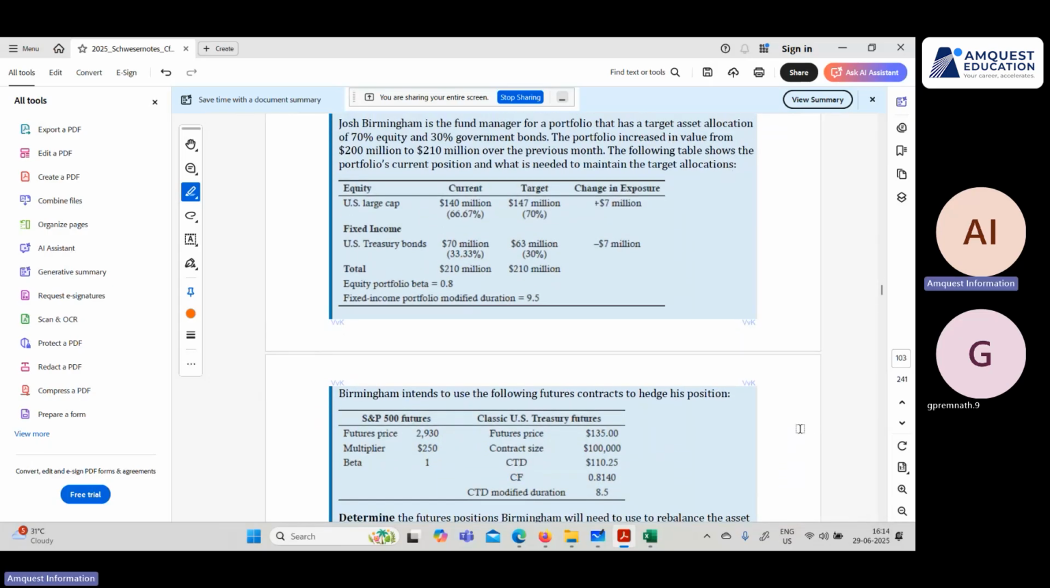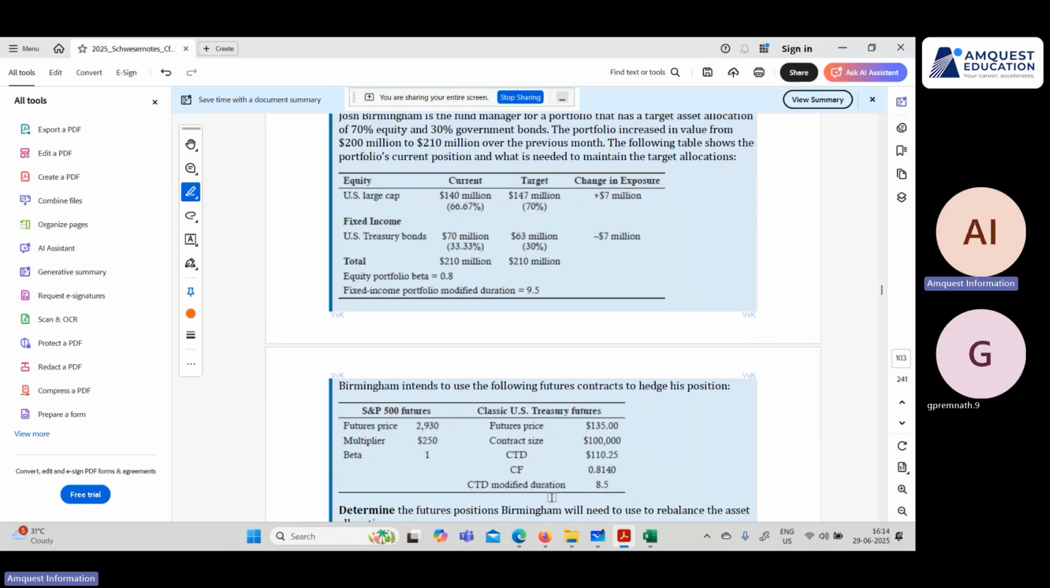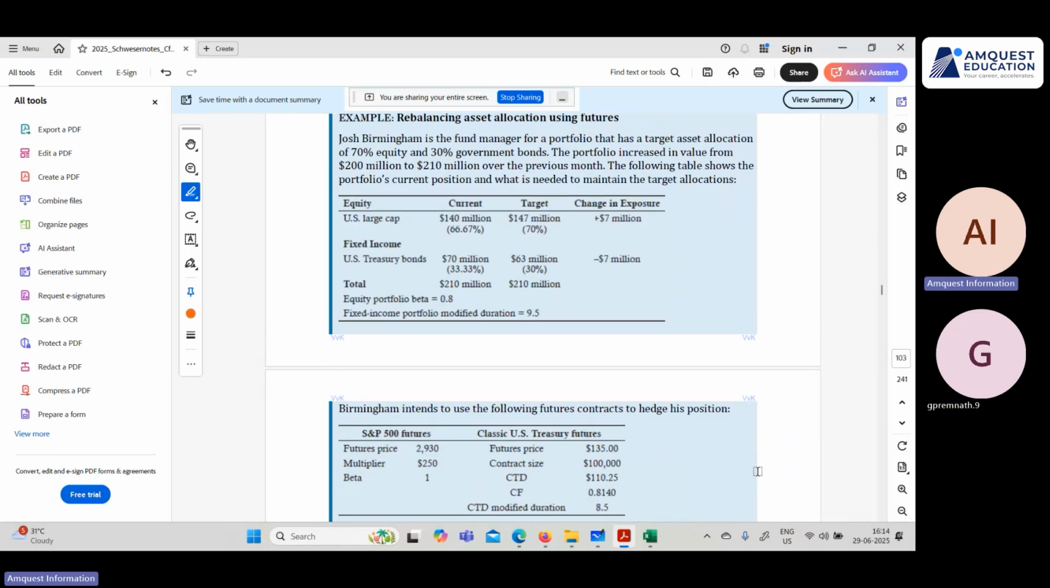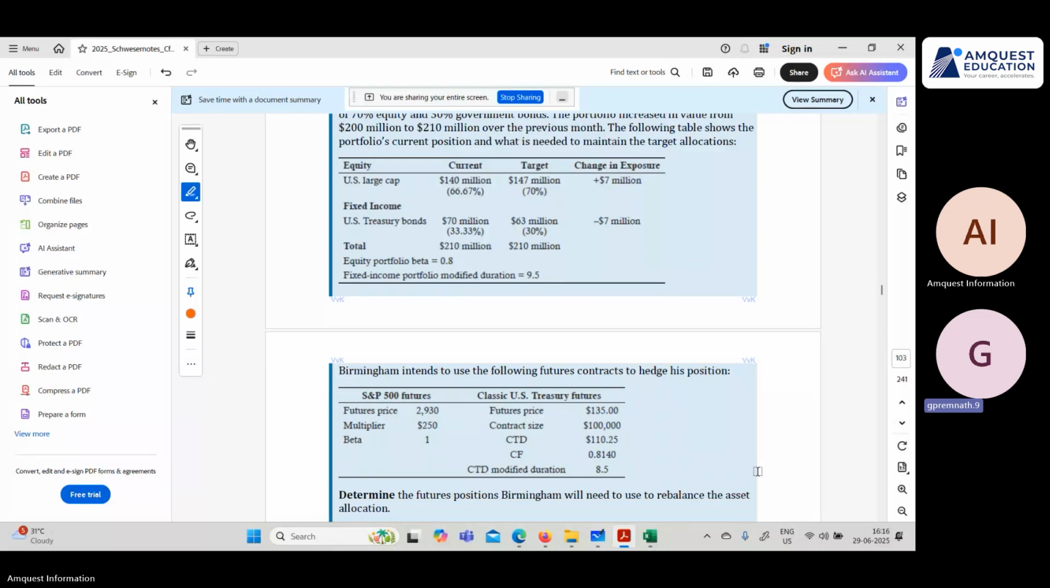Okay. So basically the last line says determine the future positions, right? So basically they are looking for the number of contracts. Yeah. Okay. Got it. And this is a good question. You can spend 5 minutes, but I really wanted to solve this and understand if you're okay with this. Okay, we can go down.